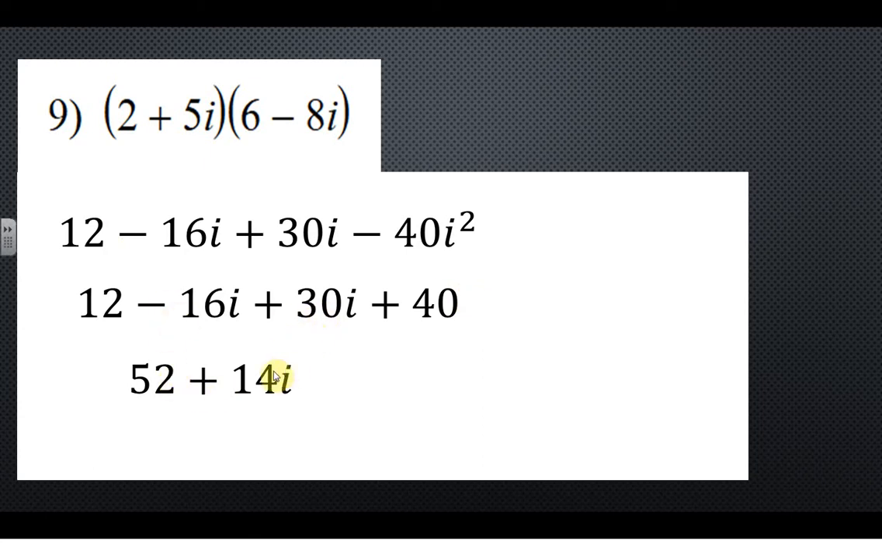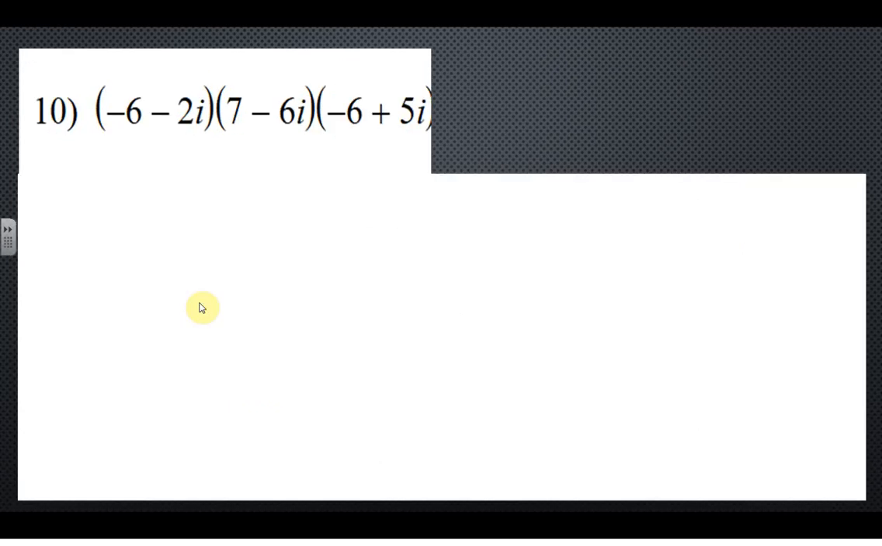And remember, with complex numbers, the number goes first and the term with the I goes second. Meaning do not write 14i plus 52. Don't do that. Now, let's look at number 10.